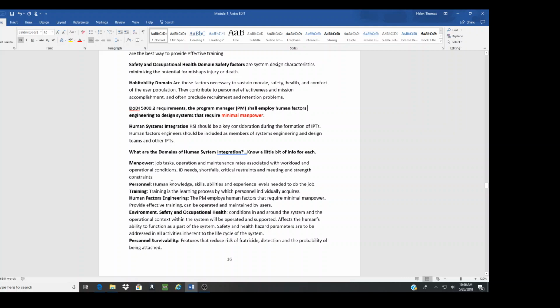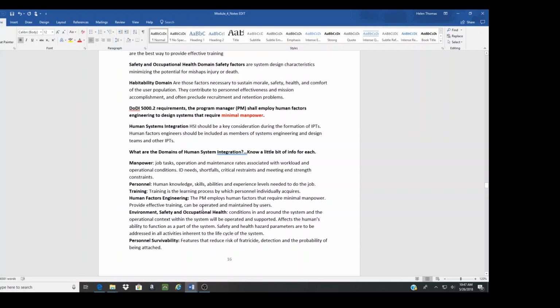Personnel, we talked about again, knowledge, skills, and abilities and experience level needed to do the job. Do we have individuals already in our inventory, or do we have to train them? Training is a learning process by which personnel individually acquire that knowledge, skills, and abilities.